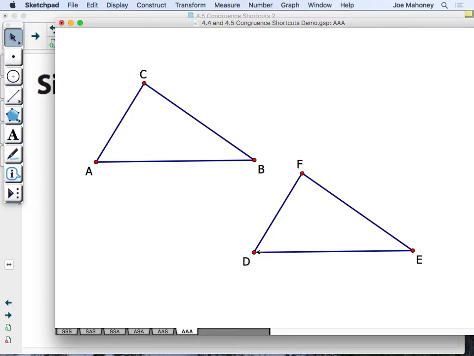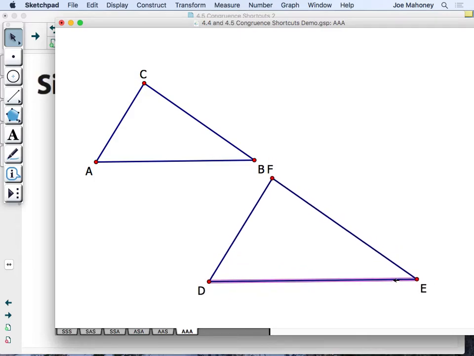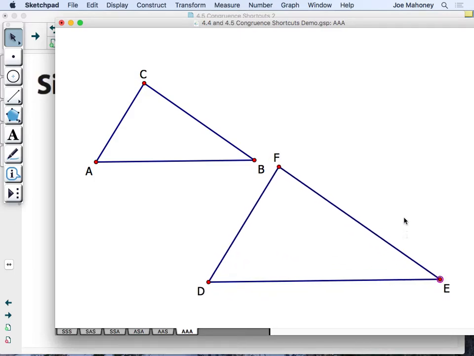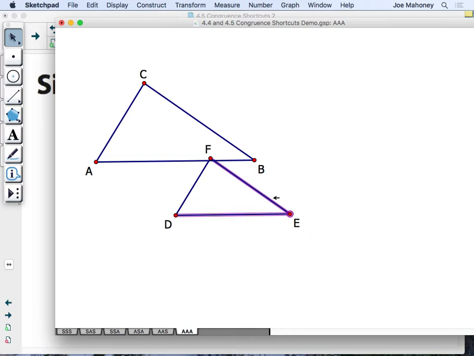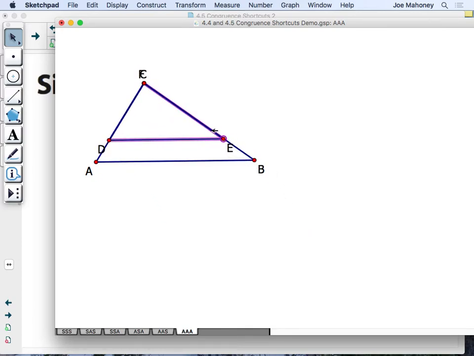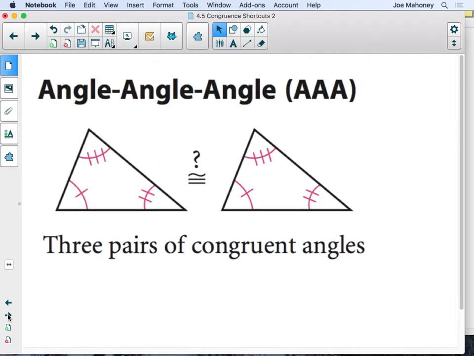If I drag on, say, vertex E, I forgot which vertex I want to drag, I can make the triangle bigger or I can make the triangle smaller. And notice when I grab it, I still have those angles congruent. I still have angles C and F congruent, and A and D are congruent. So I've got three different pairs of angles congruent, but the triangles are not congruent. So therefore, angle, angle, angle, no good.